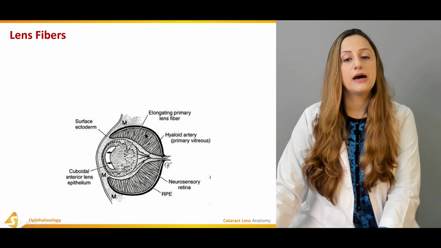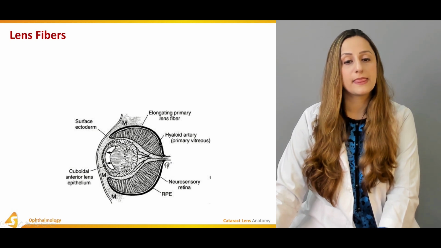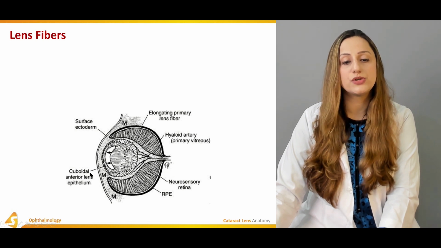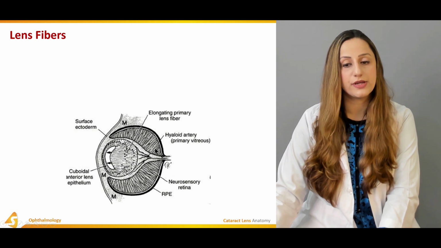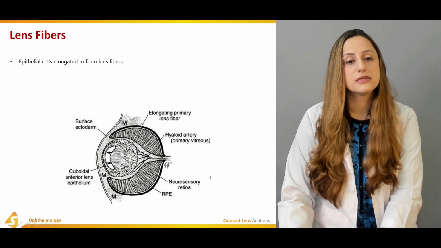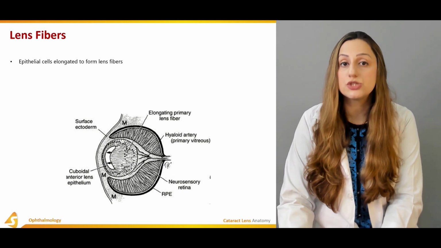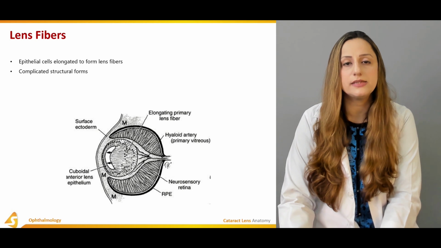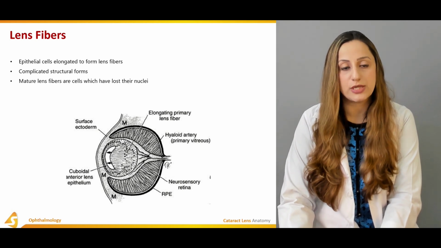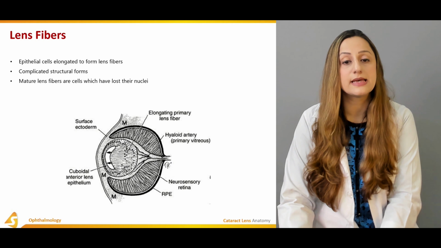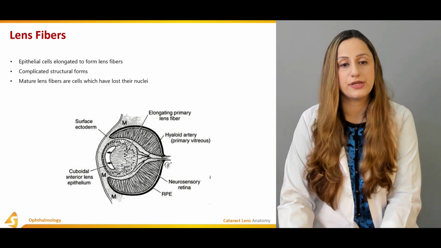We have the neurosensory retina located just at the back. And then we have the cuboidal anterior lens epithelium, and this is showing the surface ectoderm over here. So the epithelial cells are elongated to form the lens fibers. It's a complicated structural formation. Mature lens fibers are cells which have lost their nuclei.